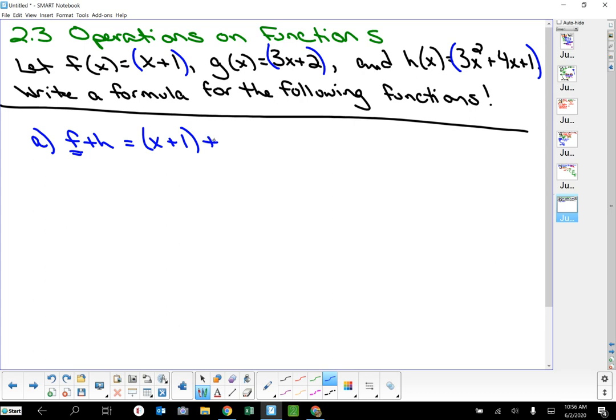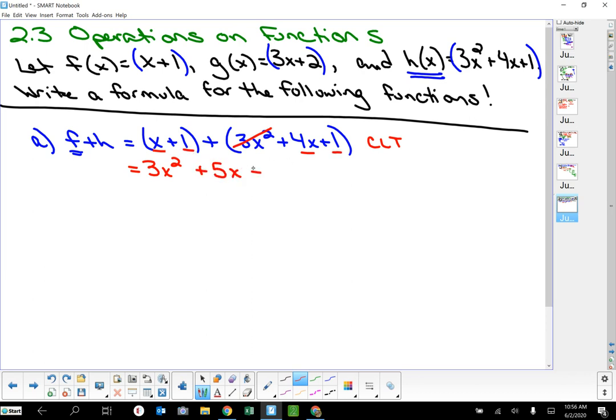And you're going to add to it h of x, which is 3x squared plus 4x plus 1. Now, if it helps you to drop these parentheses off, feel free to do that. But I'm just going to combine like terms. And that gives me a 3x squared. You should always start with your highest exponented term. I have a 4x and an x to give me a 5x, a 1 and a 1, and I'm adding to give me a 2. And this is the answer to the question. That is the formula that they're asking for.